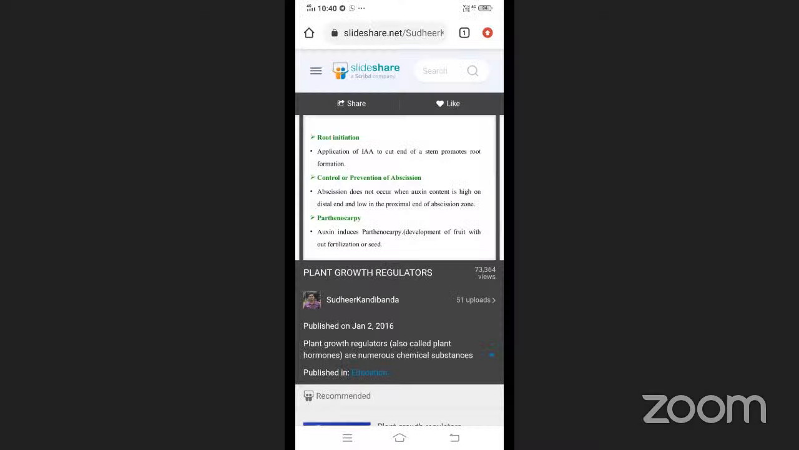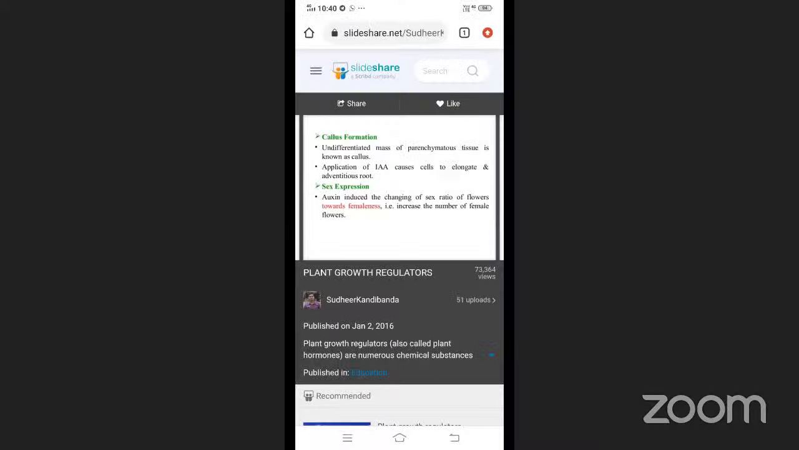So geotropism is already discussed. The next application is the prevention and control of abscission. In the presence of a high concentration of auxins, abscission does not occur. We already discussed parthenocarpy. Parthenocarpy means fruits without fertilization. Fruits are developed without fertilization.